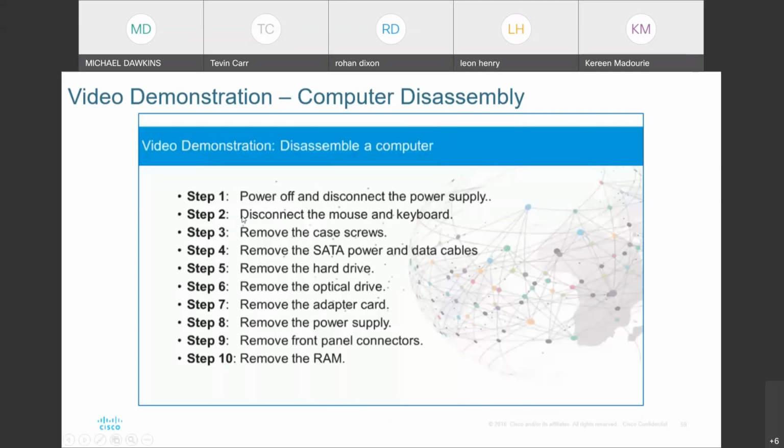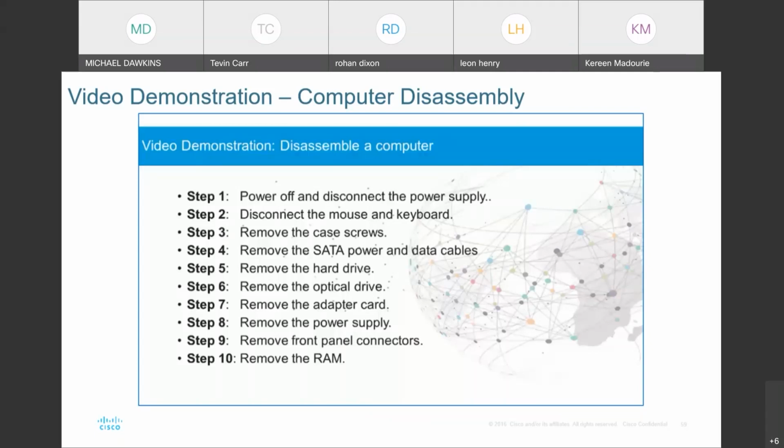Second step, you disconnect the mouse and the keyboard. And so you take off those two, and then you disconnect the video adapter cable, the VGA cable, if one is connected. And then you will have the computer, the control unit, by itself to work with. So you remove the screws from the case, and you remove the SATA power cable and data cable. Those are on the hard drive, and they are also on the optical drive.